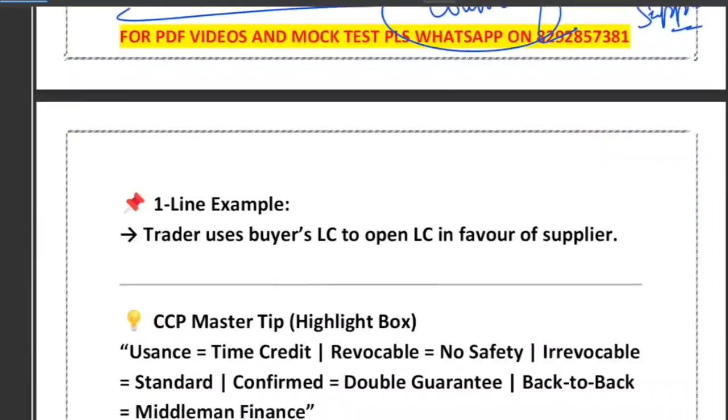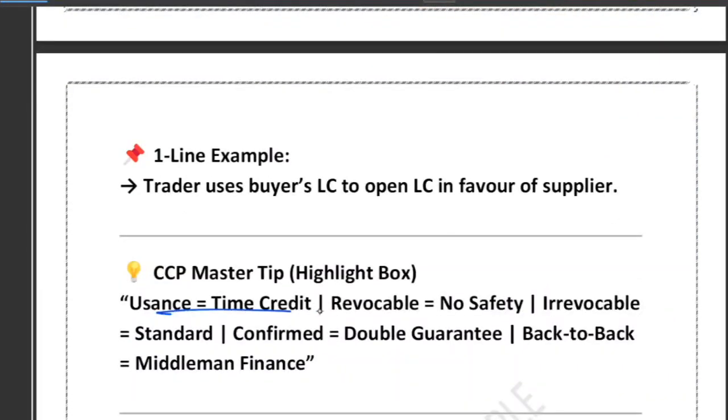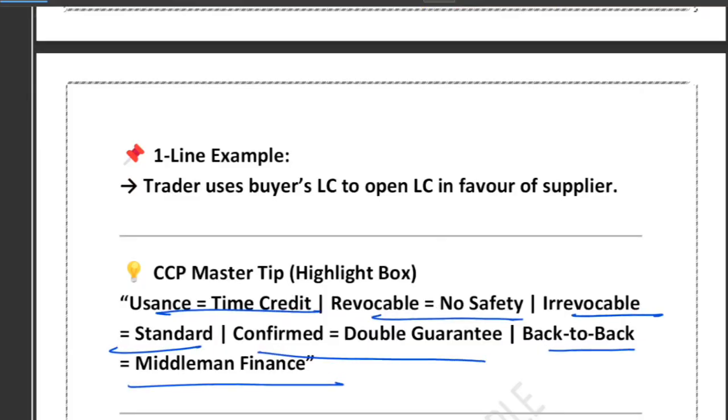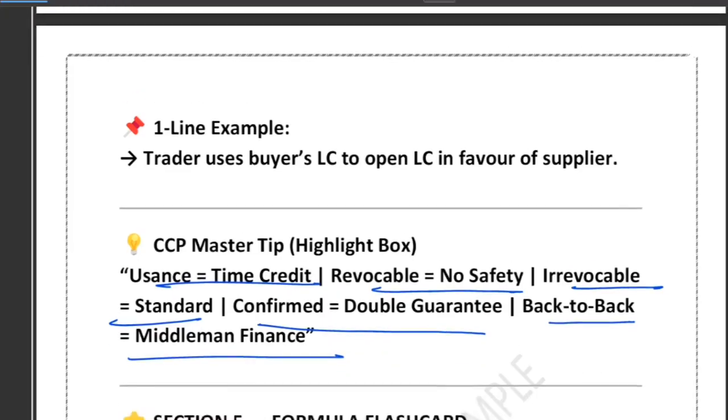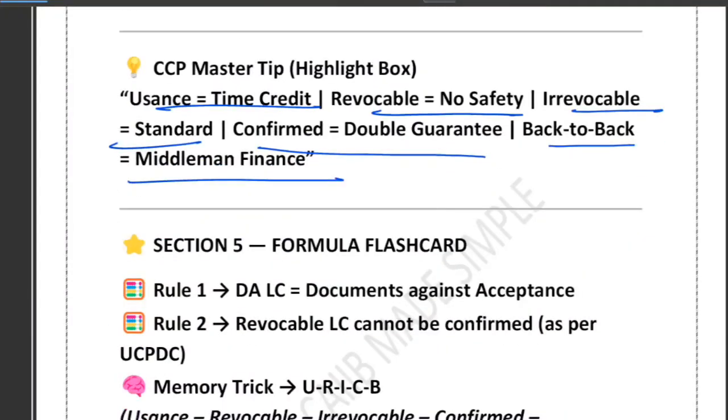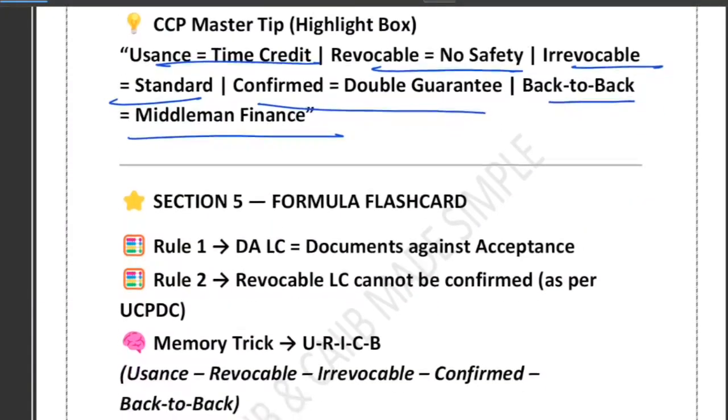So what we have discussed so far, please remember: usance means time credit, revocable means no safety, irrevocable is the standard, confirmed means double guarantee, and back-to-back means middleman finance, right? Please remember it. So, formula flashcard: we have DALC, which means documentary acceptance LC, documents against acceptance. A revocable LC cannot be confirmed. So please remember it.